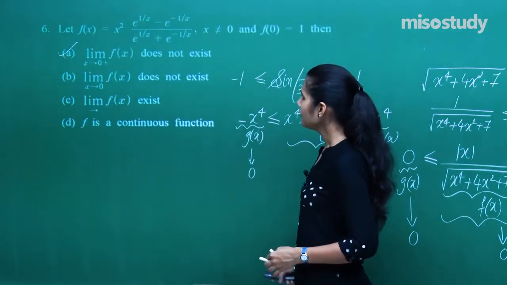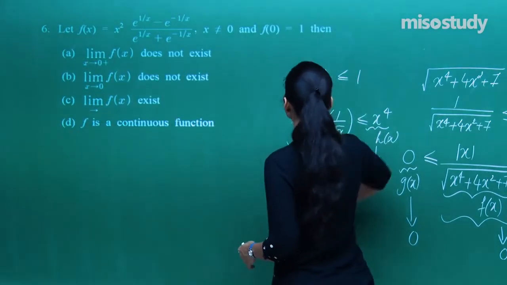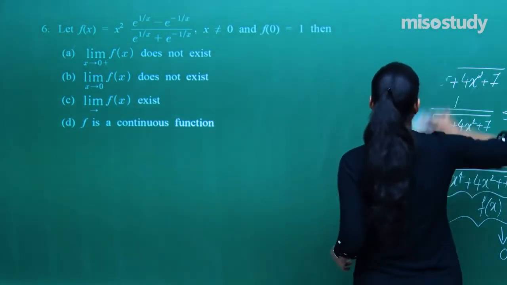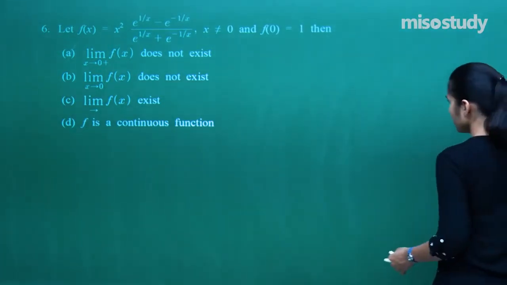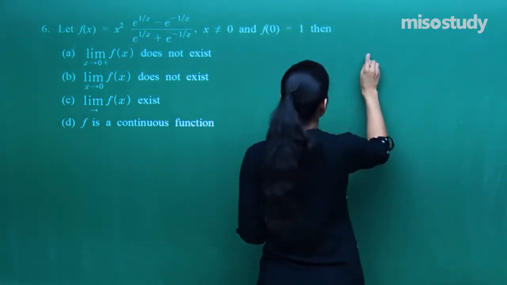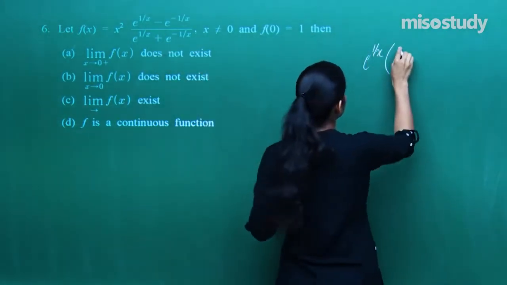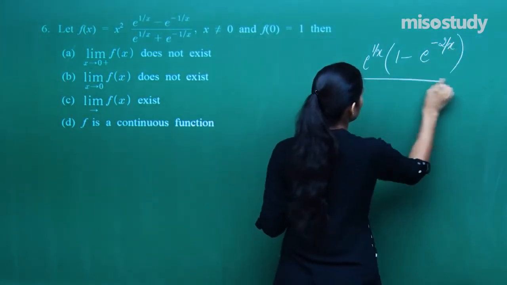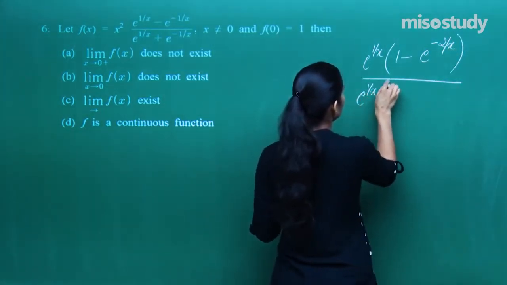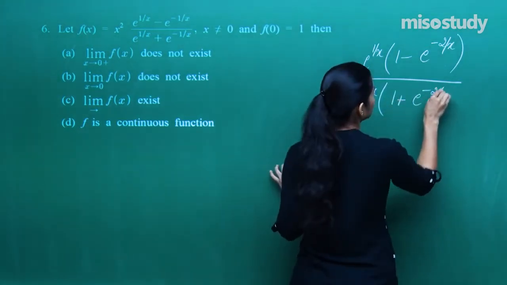Moving to the next, let's see. We have this particular function given to us. Again, at 0, we need to evaluate its limit. Let's talk about the limit of this function using the sandwich theorem. Here, if I take out e to the power 1 by x common, I will be left with 1 minus e to the power minus 2 by x. From the denominator also, if I take out e to the power 1 by x common, I will be left with 1 plus e to the power minus 2 by x.